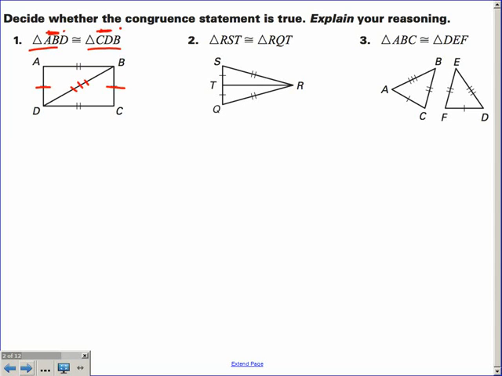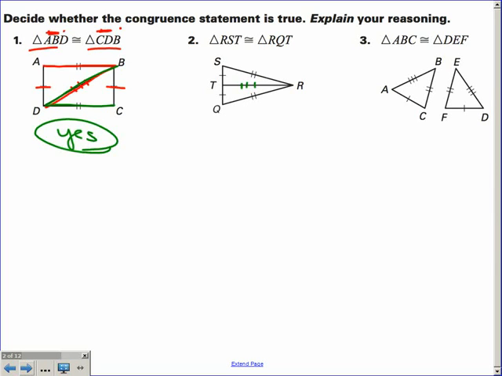Let's just see if they wrote it in the right order. When we start with ABD, that starts here at A to B to D. It crosses the 2 tick marks and then 3 tick marks. So we'll make sure that the other triangle also crosses 2 tick marks and then 3. CDB starts at C, goes to D, goes up through B. It does look like those 2 are congruent, so we'll say yes, it's true. Is that okay? Okay.